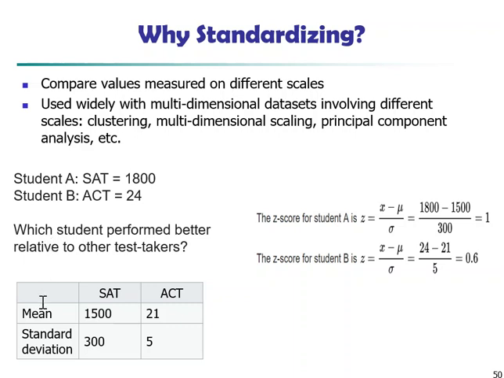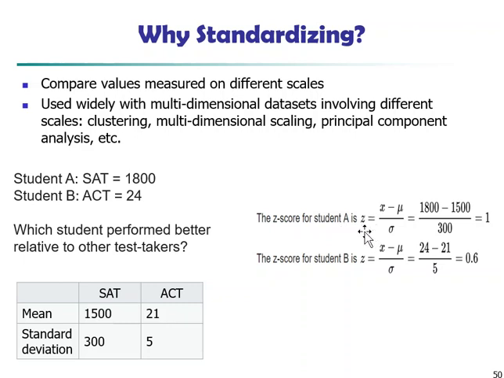So if we know the mean score of the population of students taking the SAT, and we know the standard deviation, and if we know the same for the ACT test, we will be able to normalize those scores. This normalization is called Z-score normalization.